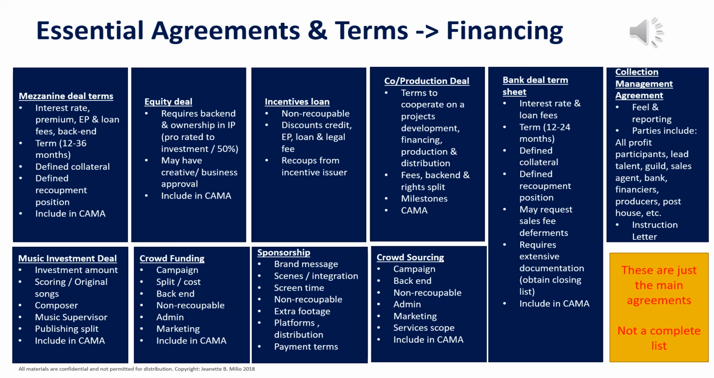The incentives loan is a deal that you do with your tax credit lender, where you specify that you're not going to be paying them back, where you specify what discount is going to be applicable, what fees are going to be applicable, like the executive producer fee, a loan fee, a legal fee, and you're going to make sure that they will be paying you at a certain time. They are not part of the CAMA in most cases, and that's why this is not listed here.